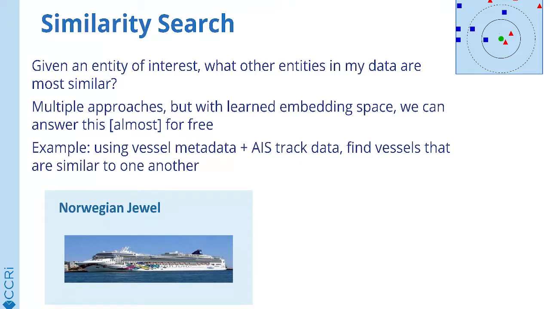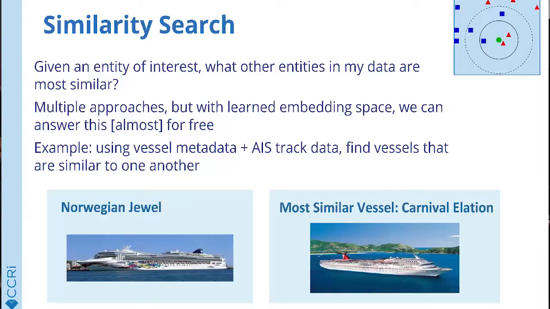Which just represents locations of commercial vessels over a certain period of time in the area of your choosing. So if we merge those two data sets in the way that Taryn described, and then we ask Embedding Space, what is the most similar vessel to the Norwegian Jewel? That is the same as saying, what is the closest thing in Embedding Space to the Norwegian Jewel? The Carnival Elation. This is a good top hit.